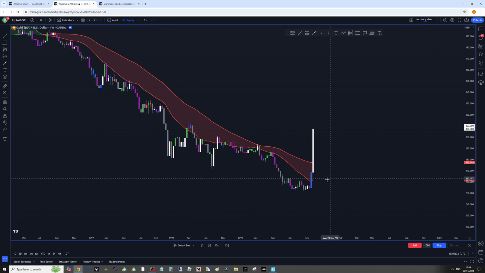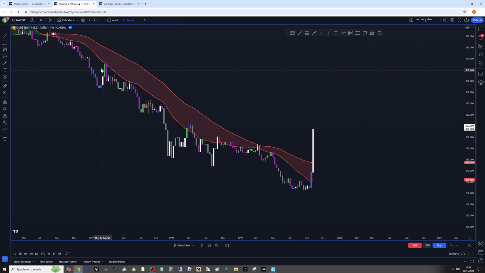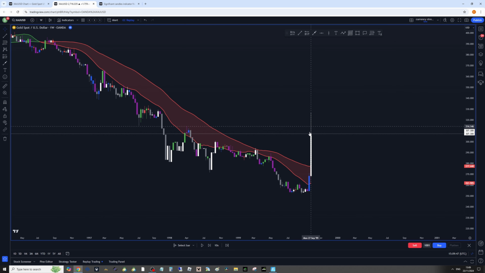So here we have this really strong momentum. All right, this candle and this candle moved around 30% in a couple of weeks, and that's massive for gold based on the previous price action. So this is a clear indication that there could be a change of the trend.